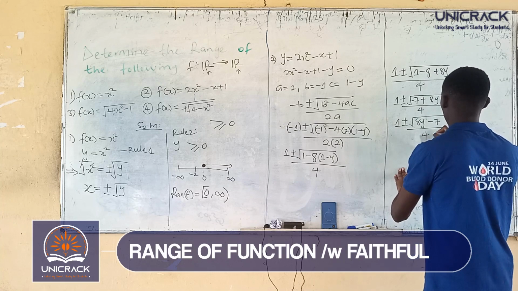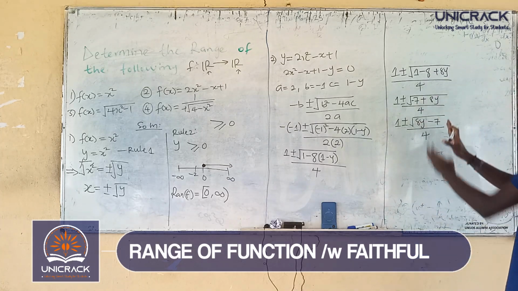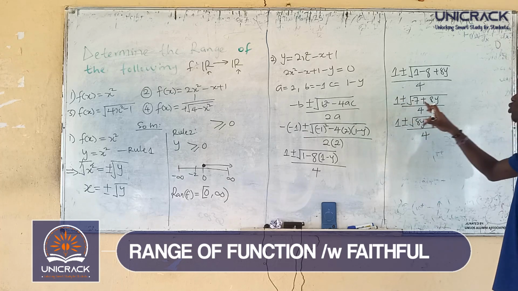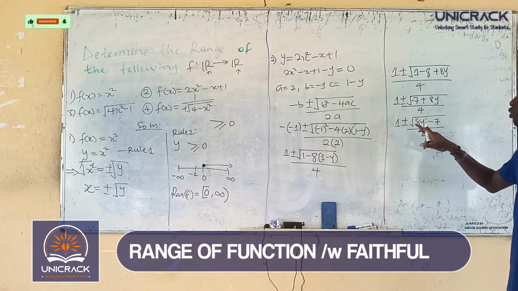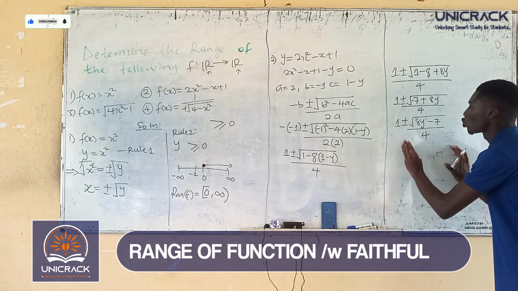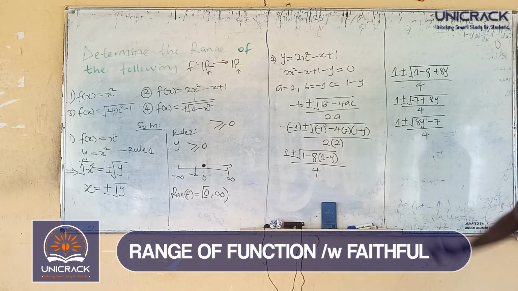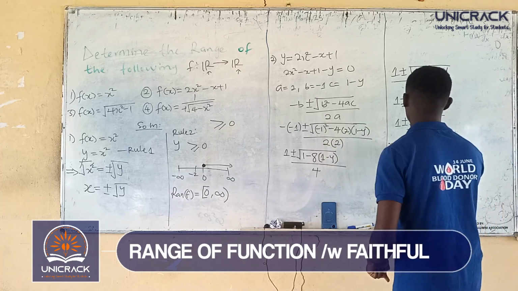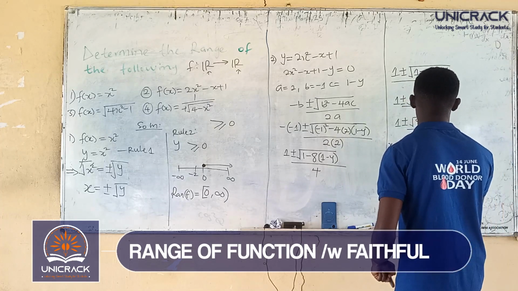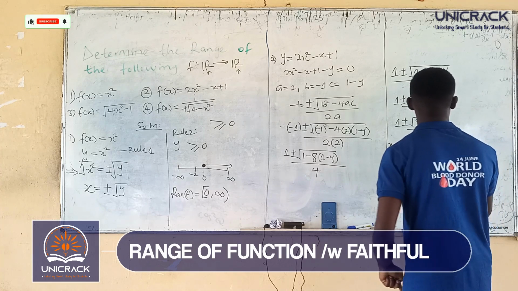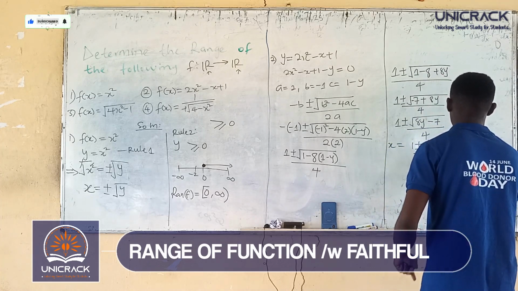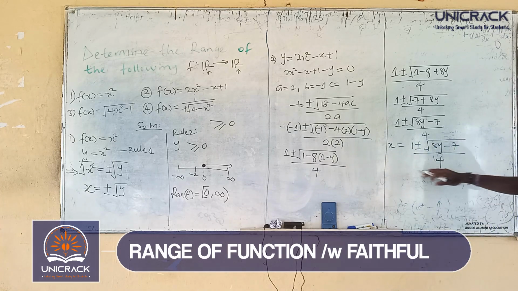So we just rearranged it. Any number that's like this, we assume it has a positive. So that's why we left it like this. Now, since we have this, we have solved for x. So x, automatically, we can now say is equal to 1 plus or minus the square root of 8y minus 7, divided by 4. Now we have found x.